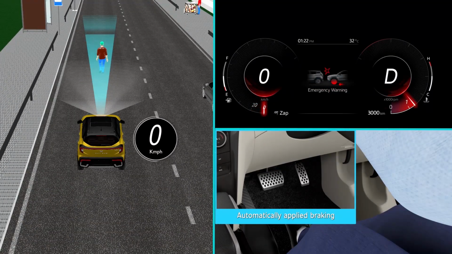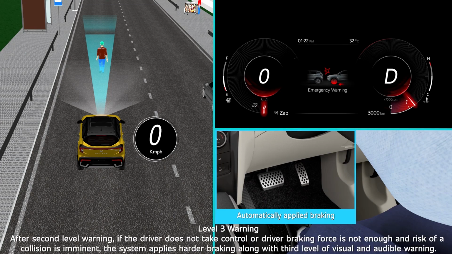Emergency braking warning level 3. Automatically applied braking. After second level warning, if the driver does not take control or driver braking force is not enough, and risk of a collision is imminent, the system applies harder braking along with third level of visual and audible warning.